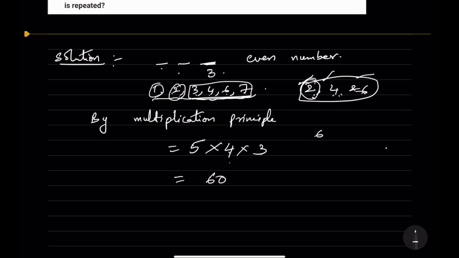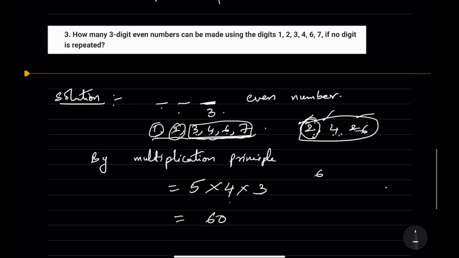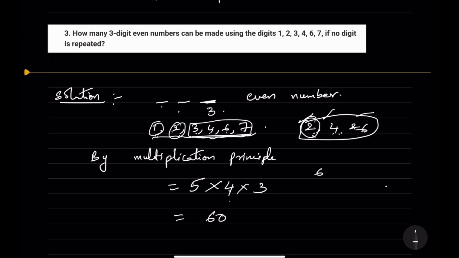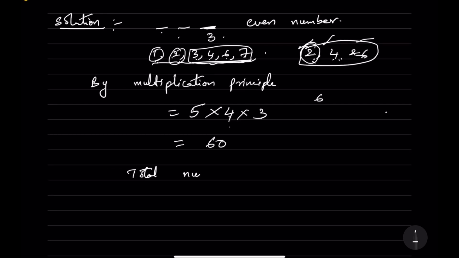60 is the number of ways we can arrange these 3 digit even numbers made using the digits 1, 2, 3, 4, 6 and 7. Total number of 3 digit even numbers possible is 60.